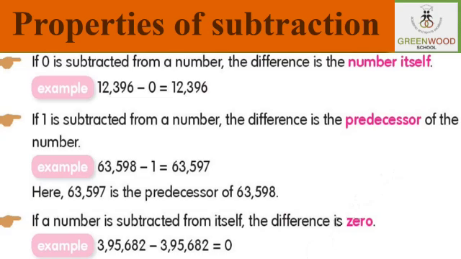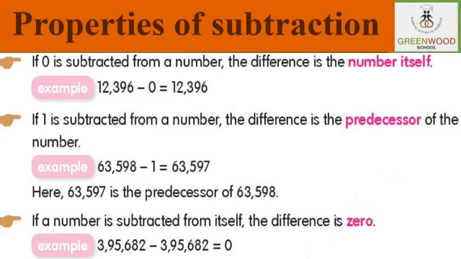Properties of subtraction. First one, if 0 is subtracted from a number, the difference is the number itself. Example, 12,396 minus 0 is equal to 12,396 because 0 means nothing. Second, if 1 is subtracted from a number, the difference is the predecessor of the number. Example, 63,598 minus 1 is equal to 63,597 means its previous number.